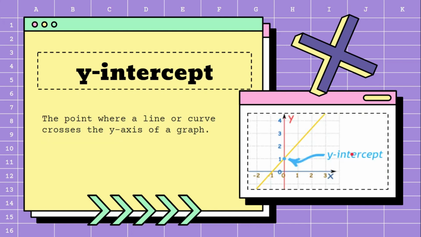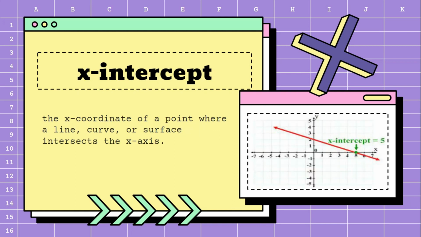The y-intercept is the point in which a line or curve crosses the y-axis of a graph. And then let's remember once again that the y-axis is the line that crosses the graph vertically, or from top to bottom. So the intercept of a graph is the point in which the graph crosses the axis, like I mentioned earlier. The x-intercept is the point at which the graph crosses the x-axis.